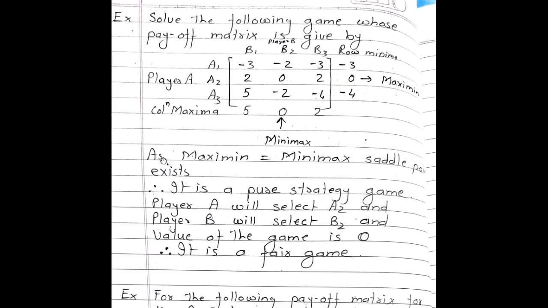So we can say that as maximin is equal to minimax, saddle point exists. Therefore, it is a pure strategy game. Player A will select A2 and player B will select B2, and value of the game is 0. As the value of the game is 0, we can call this game as a fair game.